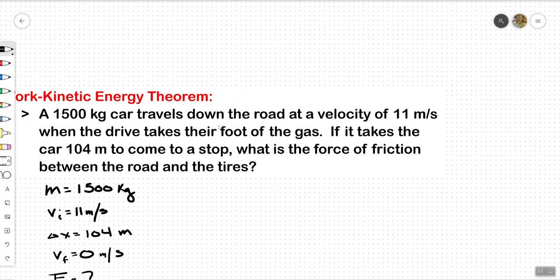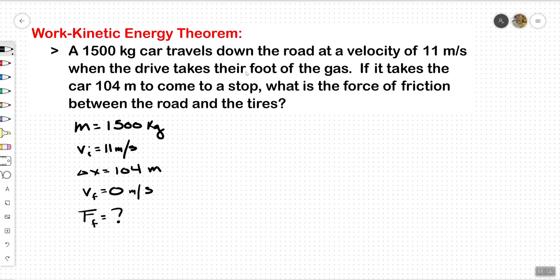So our last one here, we have a 1,500 kilogram car traveling down the road with an initial velocity of 11 meters per second when the driver takes their foot off the gas. So with their foot off the gas, we can assume the only force acting on it is friction. It takes the car 104 meters to come to a stop, so its final velocity would be 0. What is the force of friction between the road and the tires? So again, we're going to want to use the work-kinetic energy theorem. Work is equal to kinetic energy final minus kinetic energy initial.